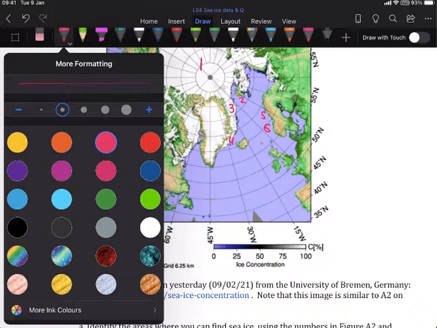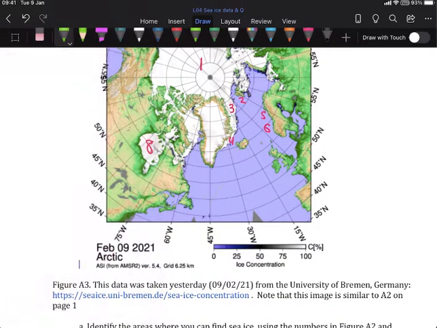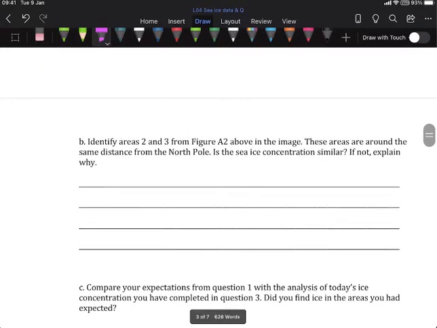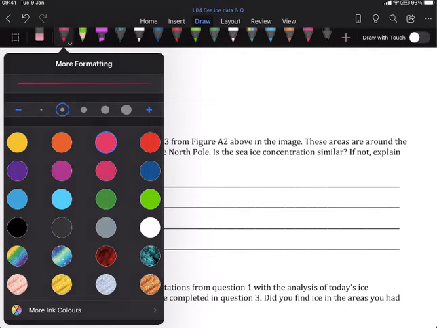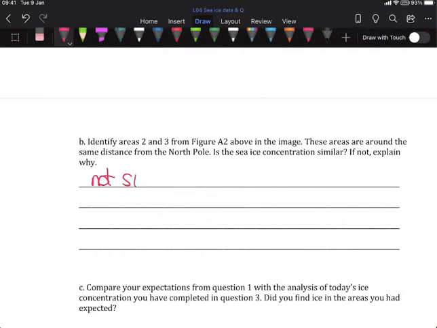Let us find a green pen. So what's happening is this North Atlantic Drift is warmer in this area here. I don't know why this won't work for me now. And that's why there's going to be no ice present. So the sea ice concentration is not similar. And the reason being is 2 is affected by the North Atlantic Drift, Gulf Stream, whatever you want to call it. There's warmer water at 2.